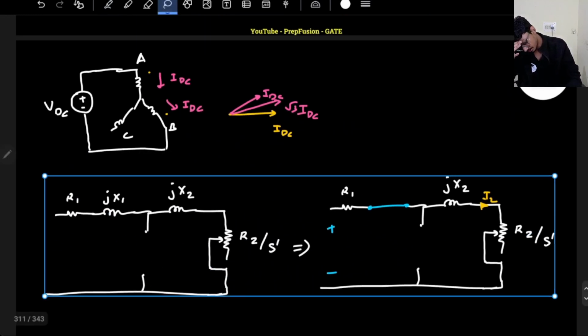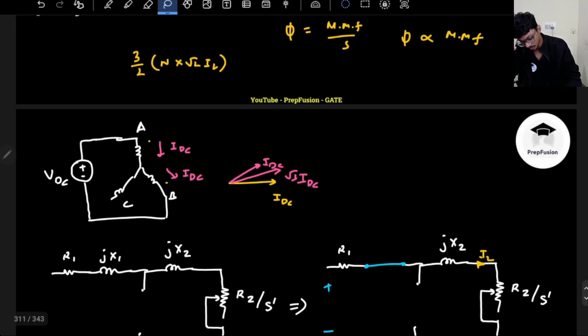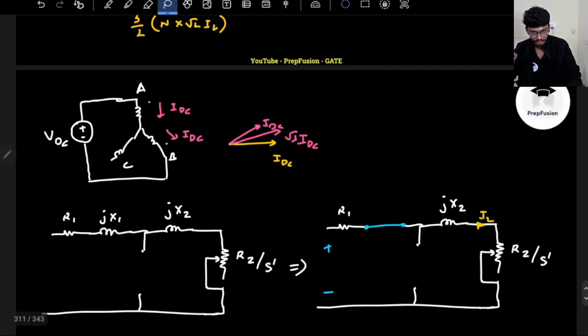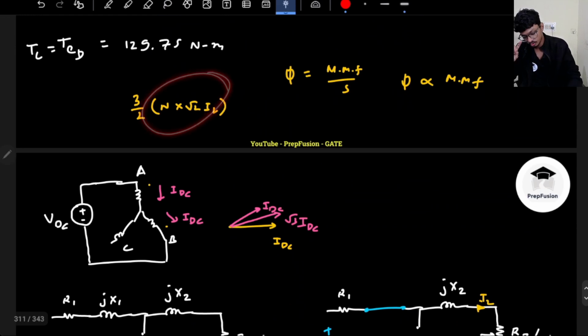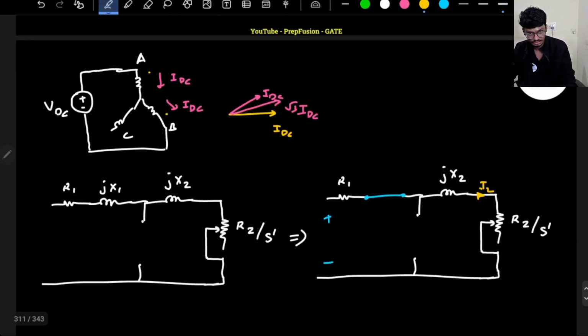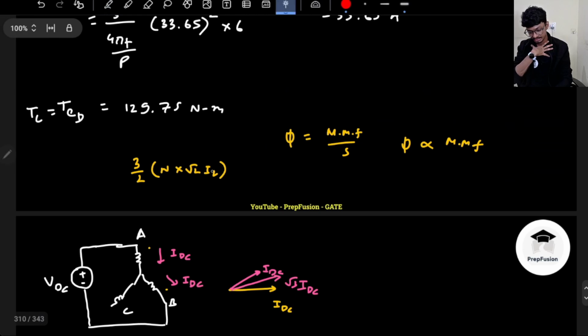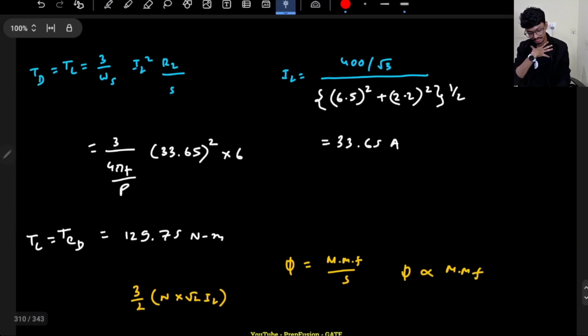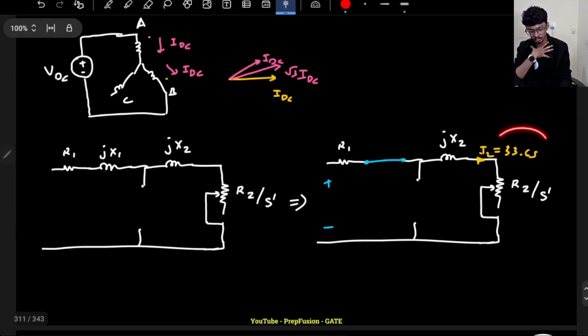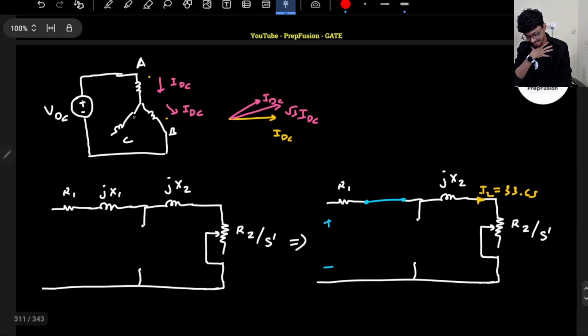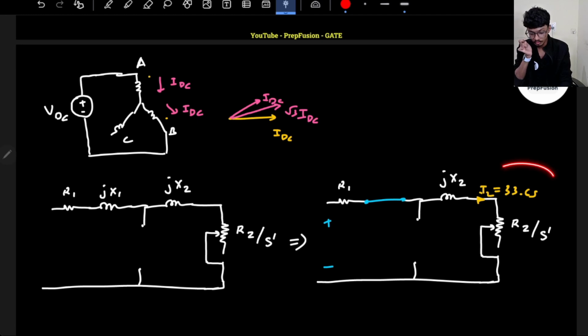I2 will still remain the same. Whatever MMF the DC supply provided previously should be the same, which means the I2 current should not change. So I2 will still be equal to 33.65 only, because on the rotor side it feels like it is getting an AC current. Previously the AC current RMS value was 33.65, and now the value should also be 33.65, but actually I am providing a DC that is able to provide the same amount of MMF to produce this much current. So this current will not change.